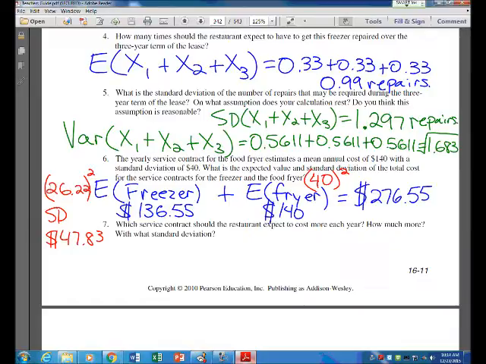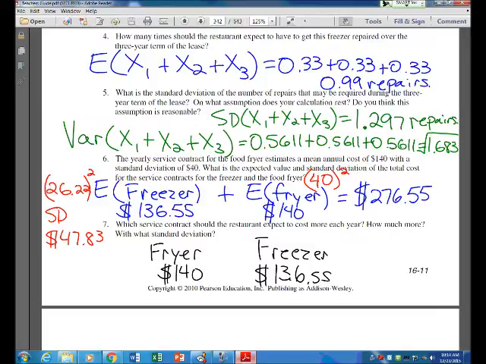All right, now the last question. Which service contract should the restaurant expect to cost more each year? Well, the fryer, right? The fryer costs $140. If I just look at my work above, the fryer, we're expecting $140. The freezer, we found $136.55. So it looks like the fryer is going to cost more, and you can subtract to find the difference of how much more, which is going to be less than $4, $3.45.